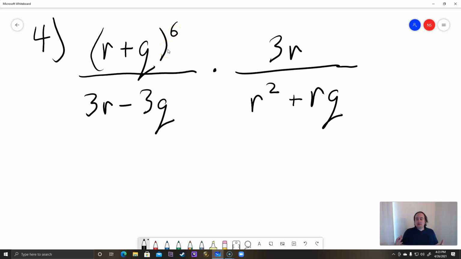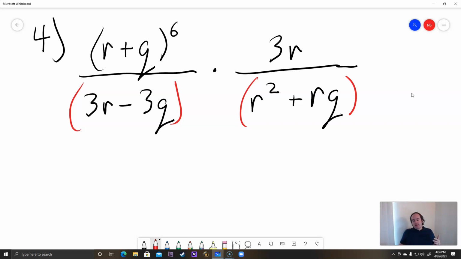But what you can do is, just like on the last problem, we can put parentheses around anything that has more than one term. Then we can multiply straight across. So what's the stuff that has more than one term here? Well, the r plus q to the 6 already has parentheses, so we're good there. The 3r minus 3q has more than one term, so we put parentheses around that one. And then on the bottom right, r squared plus rq also has more than one term, so we put parentheses around that one.